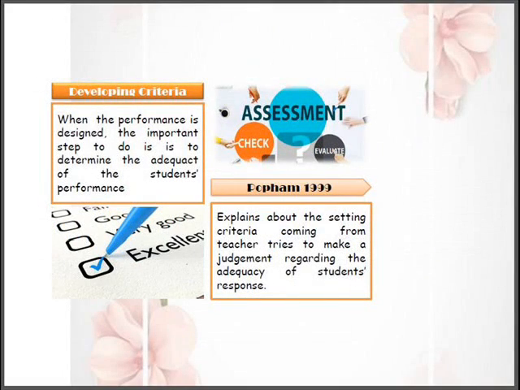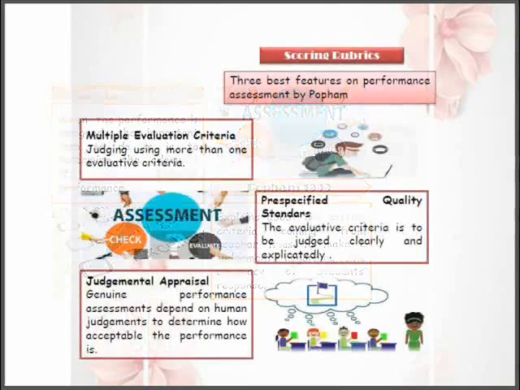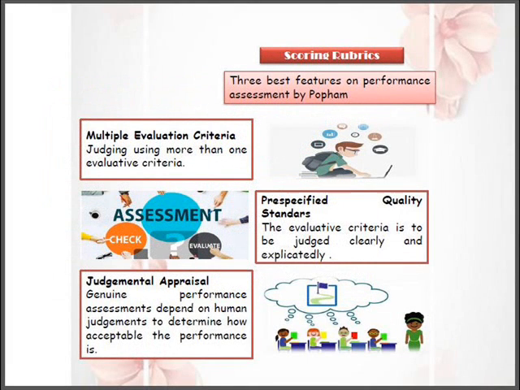Developing criteria. When the performance task is designed, the important step to do is to determine the adequacy of the student's performance. Popham in 1999 also explains about setting criteria, where the teacher tries to make a judgment regarding the adequacy of students' responses. After developing criteria, here we also have the scoring rubrics.